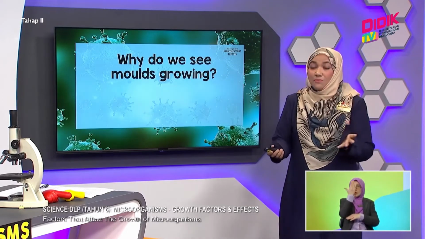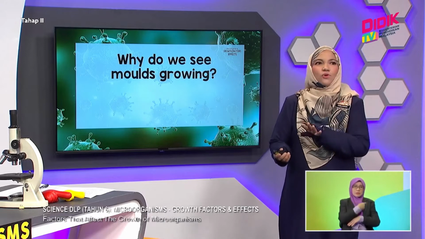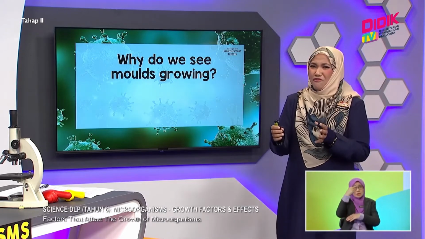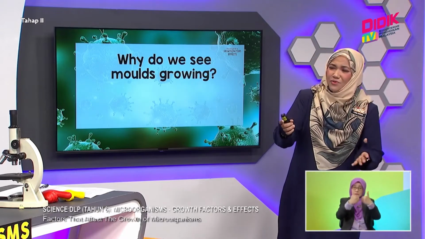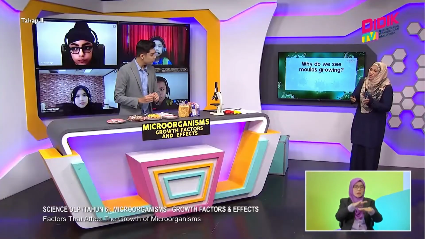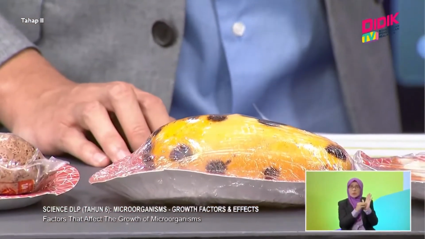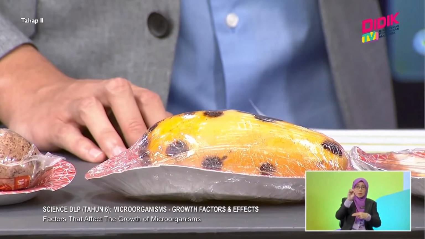Before we proceed, let us think about something. Why do we see molds growing? I'm sure every one of us has encountered seeing molds growing on food. For example, in front of you, Irfan, can you show the mango? You can see there is a lot of mold. Look at that mango. There are black spots on it, and that is actually mold. Mold is a type of fungi.